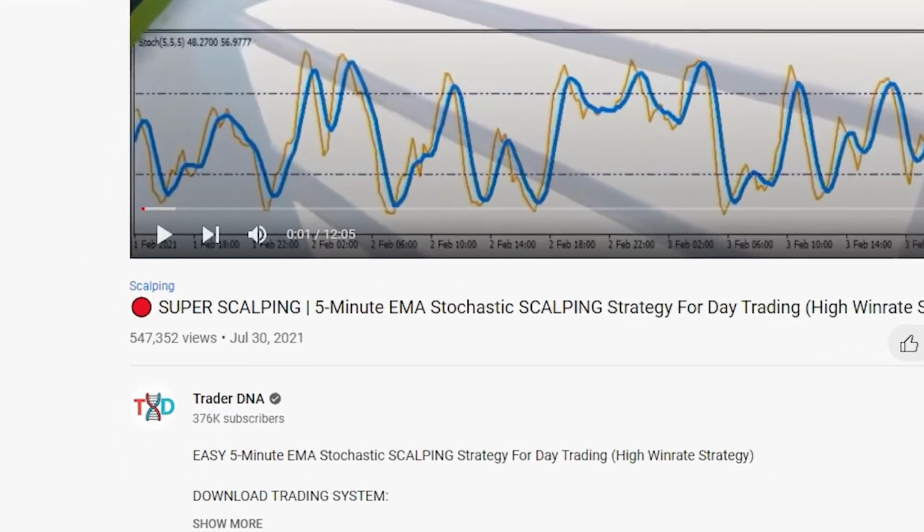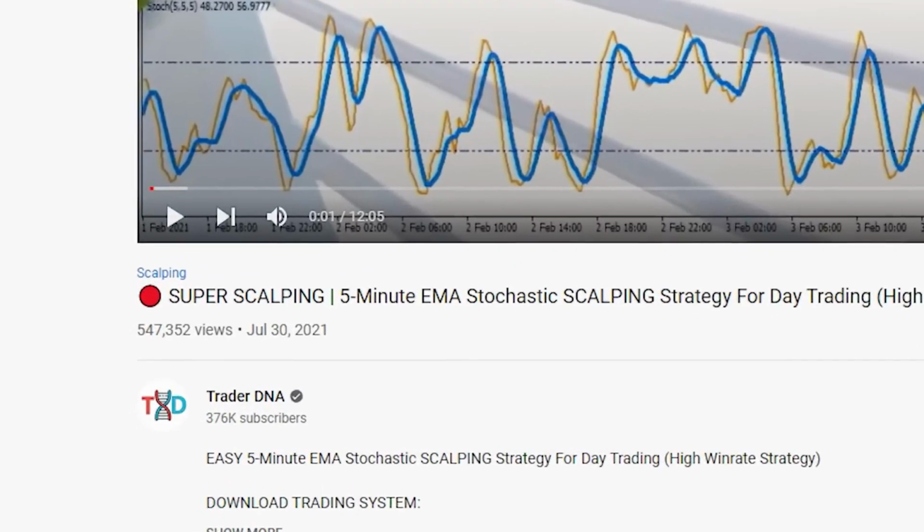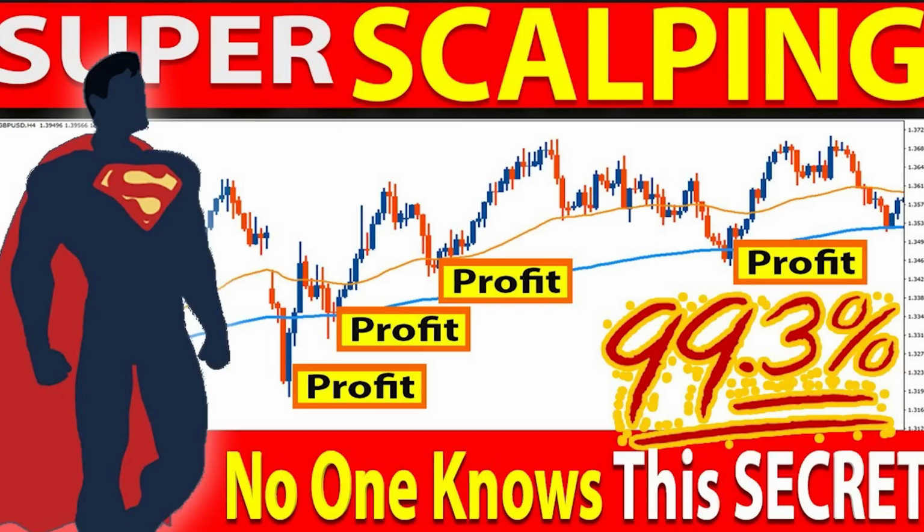The scalping strategy I'm testing this week is by Trader DNA, a video with over 500,000 views. This trading strategy has a win rate of 99.3% using 2 EMAs and 1 stochastic. So I'll teach you how to use it so you can grow your trading account, and then I'll show you some live trading examples I took from the past week to make it even easier.